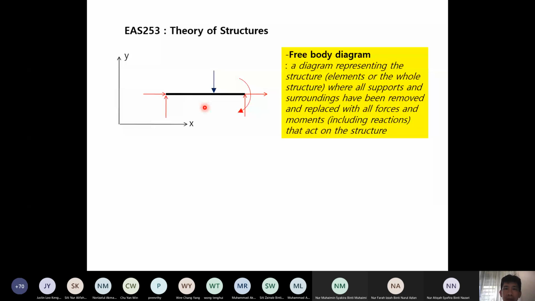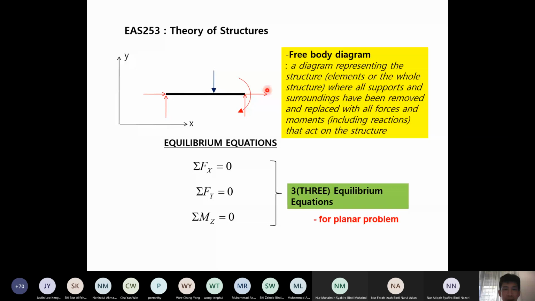So a free body diagram is a diagram representing the structures where all supports and surroundings have been removed and you replace them with only forces, which include moments, that act on the structures. Then, once you get this correct, you apply the three equilibrium equations. Three equilibrium equations for planar problems. For each free body diagram that you draw like this, you have three equilibrium equations, which are the ones that you already learned.